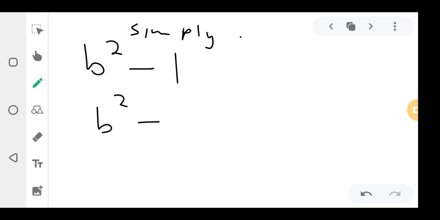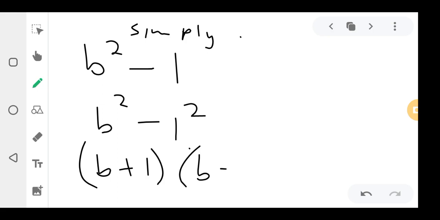Now, sometimes they may give you b squared minus 1. They want you to simplify this. Whenever it is 1 at the end, you just square it. So it will be b squared minus 1 squared, because the square root of 1 is 1. So it will be b plus 1, and again, open bracket, b minus 1. I said whenever it's 1, you put 1 squared.